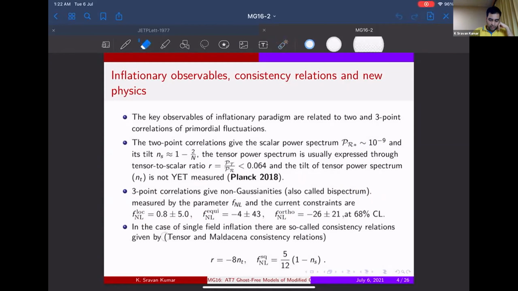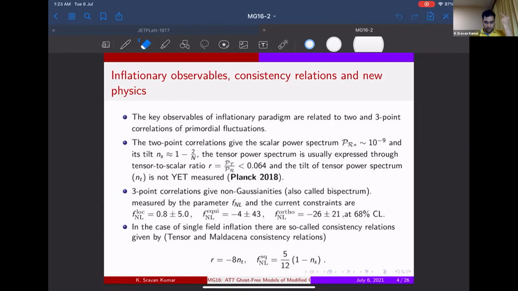With respect to all these parameters, scalar tilt, tensor to scalar ratio, and tensor tilt, there are two very important relations which tell us about the characteristics of the inflationary paradigm. If inflation is driven by a single scalar field, then these two consistency relations must be obeyed. One is called the tensor consistency relation, which relates the tensor to scalar ratio and tensor tilt. Another is called the Maldacena consistency relation, which relates the squeezed limit of the three-point correlation bispectrum with the scalar spectral index.